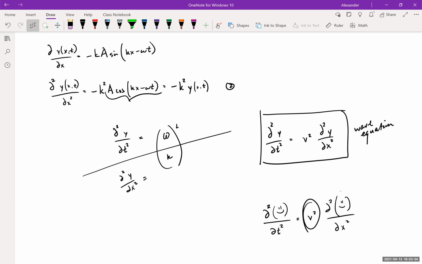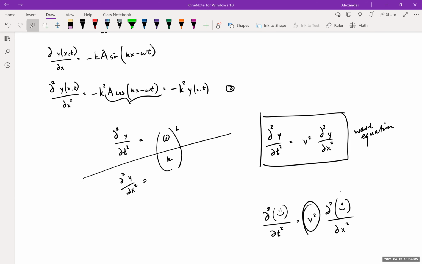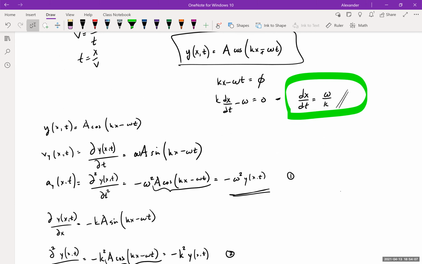So if, for example, we were able to show that for some other function of space and time, the curvature in time of that function, in this case smiley face, is a scalar multiple of the curvature of that function in space, that function represents a traveling wave fully in the sense that we were talking about here.